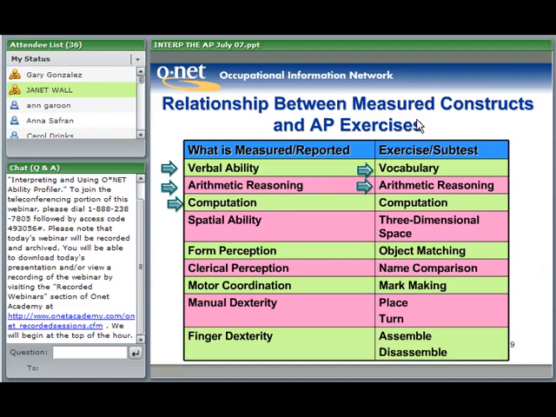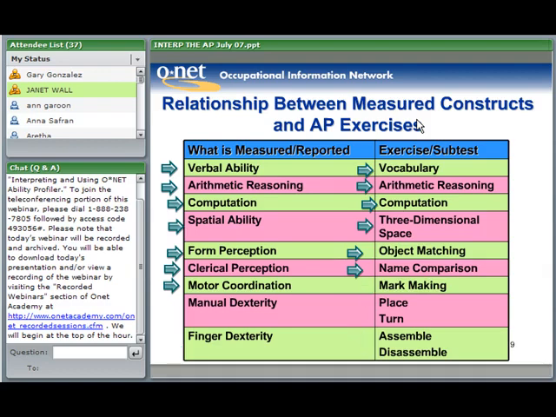Computation by the computation subtest. Spatial ability by three-dimensional space, form perception by object matching, clerical perception by name comparison, motor coordination by mark making, manual dexterity, which is measured by two of the subtests, one called place and one called turn, and then finger dexterity, which is measured also by two subtests, assemble and disassemble.